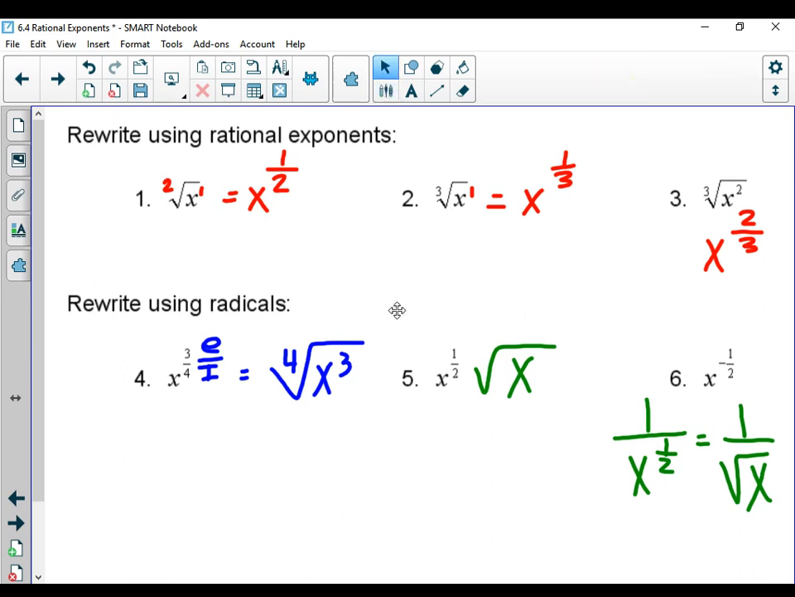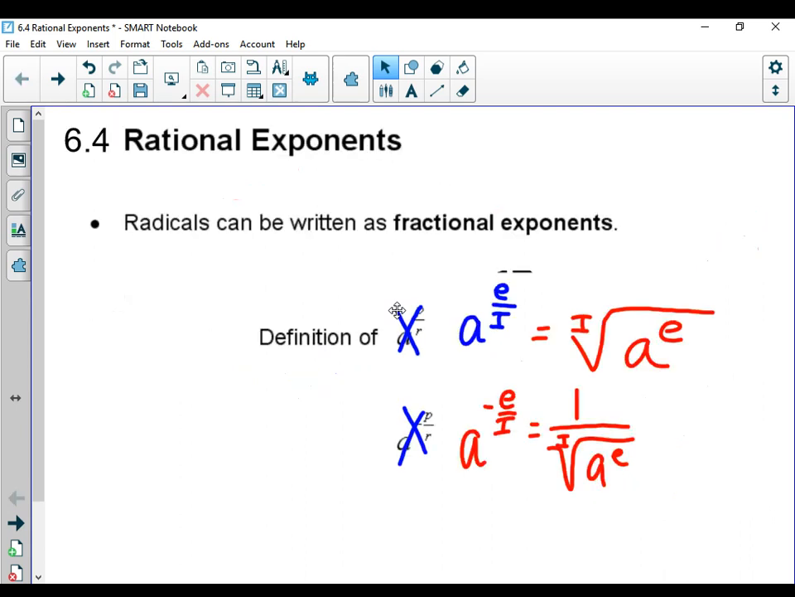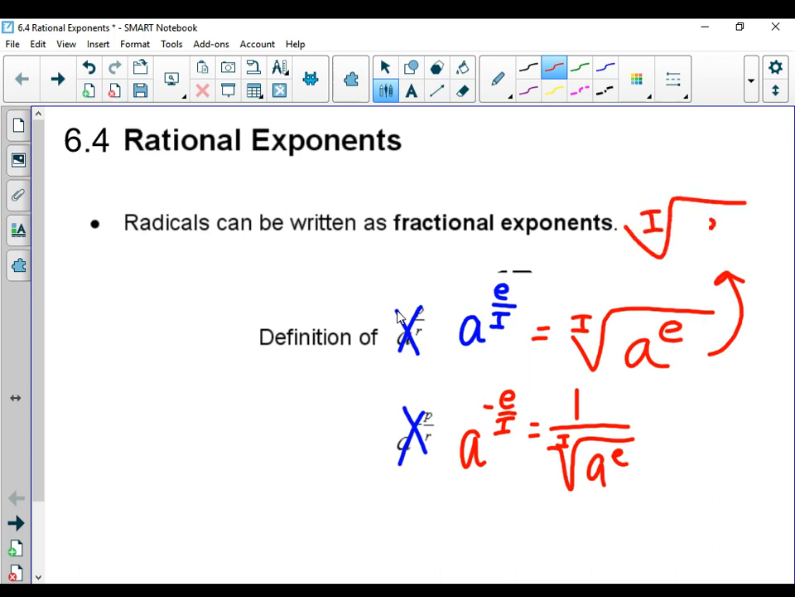Okay? So, that's switching between rational exponents and radicals. Okay? You'll see if you looked in your book, there's another way that they actually write the first change. Okay? So, you might see it written this way, or you might see it written that way. It means the same thing.